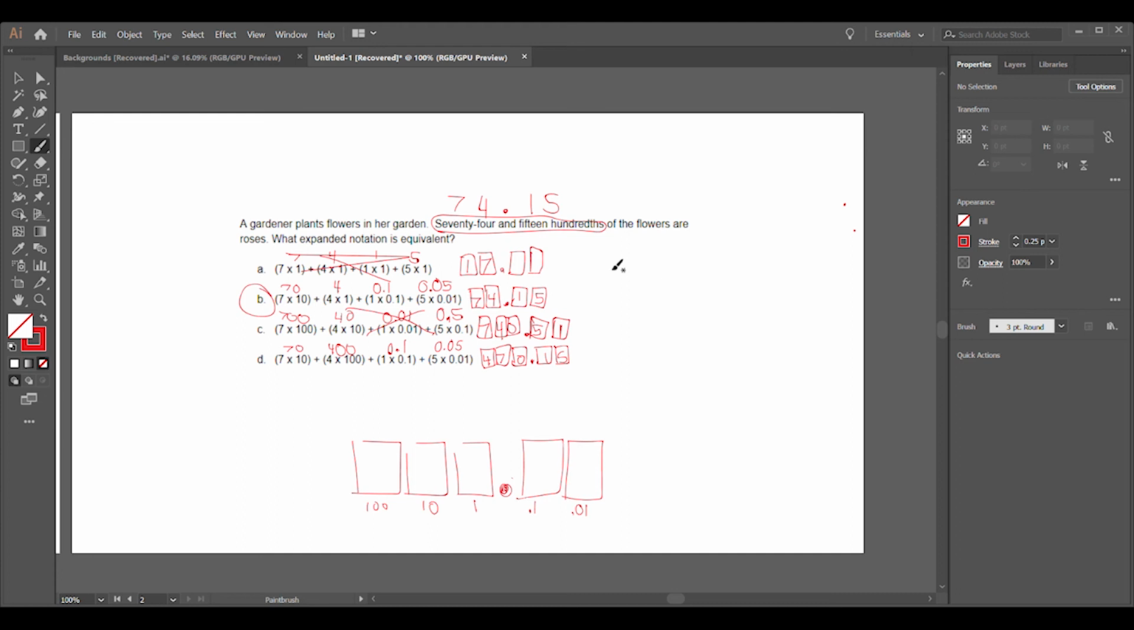Alright, I think that will wrap it up. Like I said, it looks pretty complicated, but honestly, it's just checking to make sure that you know your place value.